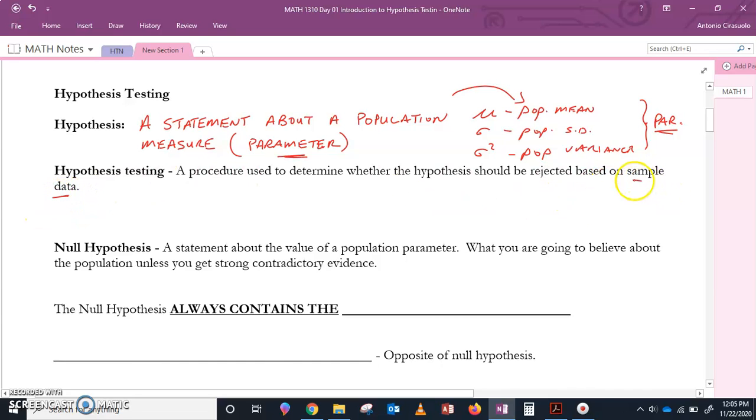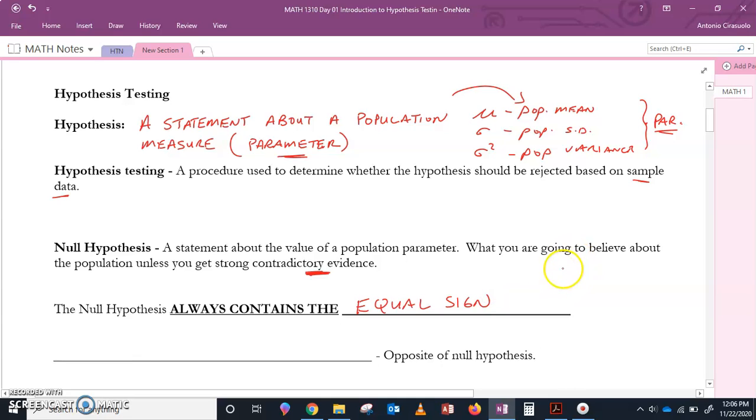So we take sample data and we use that to determine whether or not we should believe a statement about our population or reject the statement. Now, in terms of hypotheses, when we do a hypothesis testing question, we always have two hypotheses. The null hypothesis is the statement about the population parameter in question, what you believe is going to be true unless you have evidence that contradicts your belief. The null hypothesis will always contain the equal sign, and that's important.